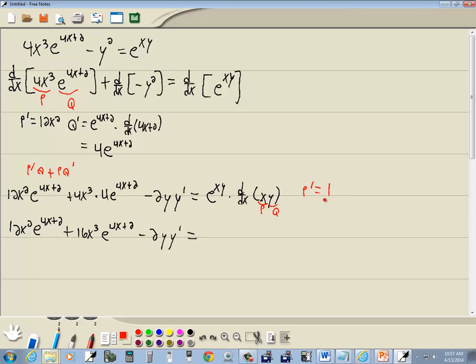P prime, the derivative of x is 1. For q prime, the derivative of y is 1, but then we have to add on a y prime. Again, anytime you're taking the derivative with respect to x and it's a y, you have to throw in your y prime, which is the same as dy/dx. So our formula is p prime q plus p q prime. So for this side, we got e to the xy times p prime, which is 1, times q, which is y, plus p, which is x, times q prime, which is y prime. Let me double check that. Okay, y, and then that times that. Okay.